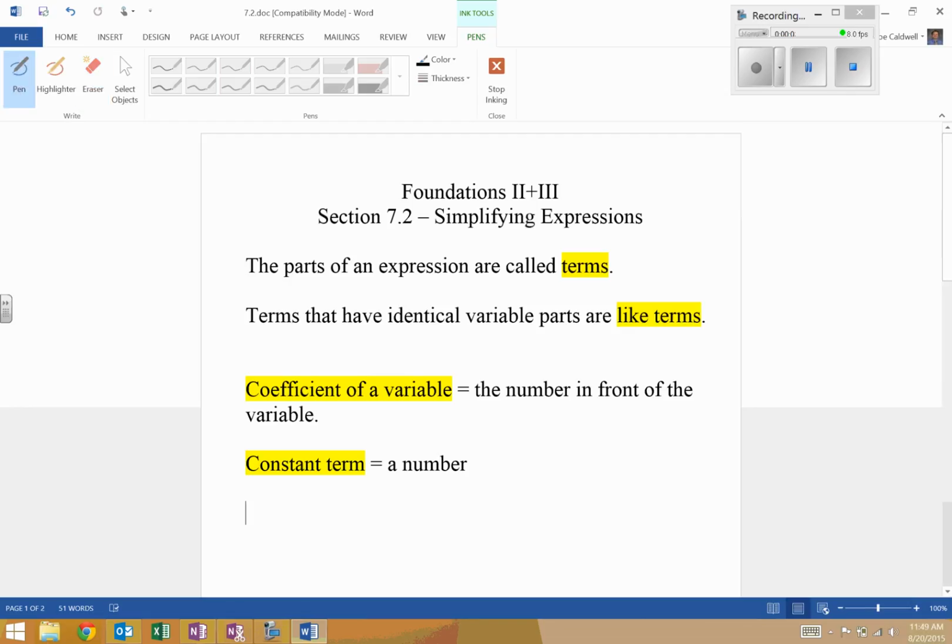All right, so 7.2 is going to be all about simplifying expressions. Before we can do that, we need to learn a few vocab words here. An expression, we're talking about variable expressions here, so things with letters, with variables in them. The different parts of an expression are called terms. Terms that have identical variable parts are called like terms.